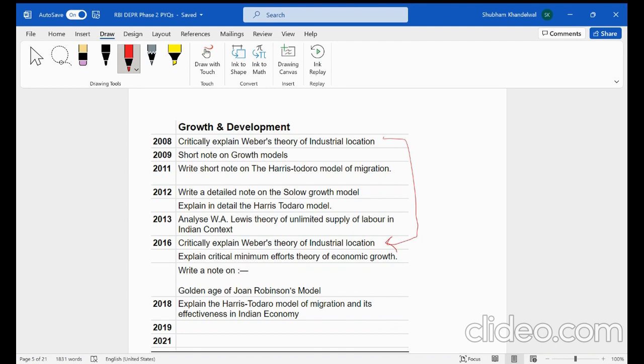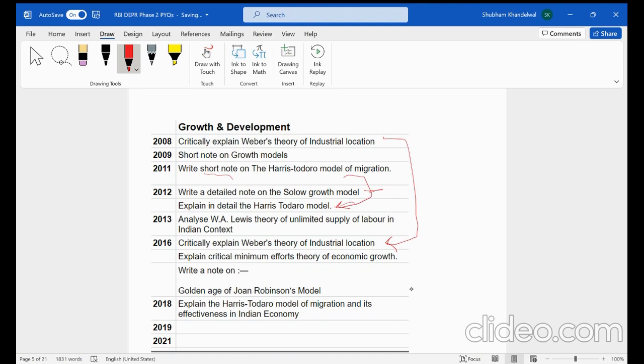Then in 2009, there was a short note on growth model. So a very basic question. In 2011, they asked this big model, the Harris-Todaro model of migration, but they didn't ask the complete model. They asked just a short note in 2011. Then in 2012, they asked a detailed note on the Solow growth model. So very important. And then they did not leave you with the Solow model only in 2012. They asked the Harris-Todaro model as well. So again, they repeated the Harris-Todaro model, because although in 2011 they asked a shorter version, they basically repeated this again in 2012.